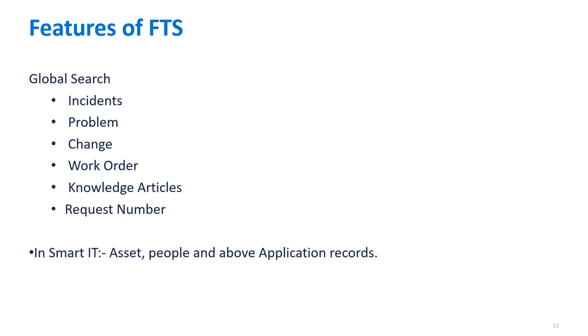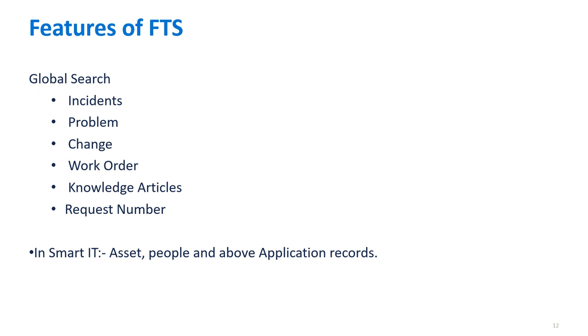Now, let's try to understand the different features of FTS. I mean to say features, meaning all the different things which we can search in FTS. Let's take an example from the global search. All types of incidents and their associations are searchable under the global search, along with problem, change, work order, knowledge article, and the request number.